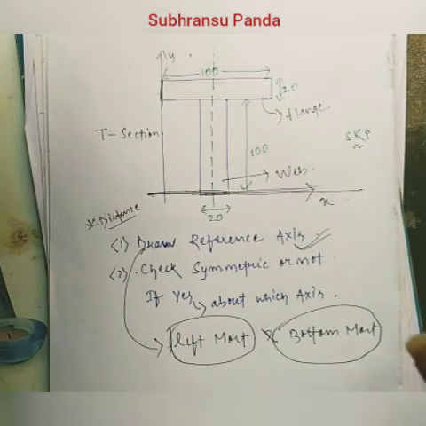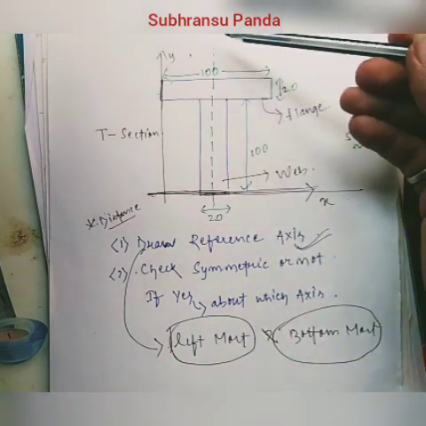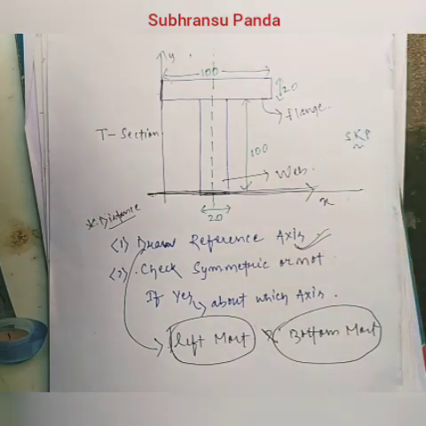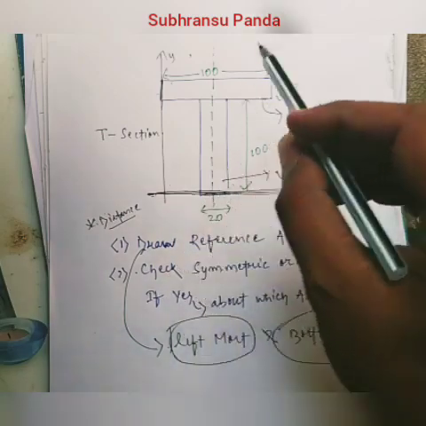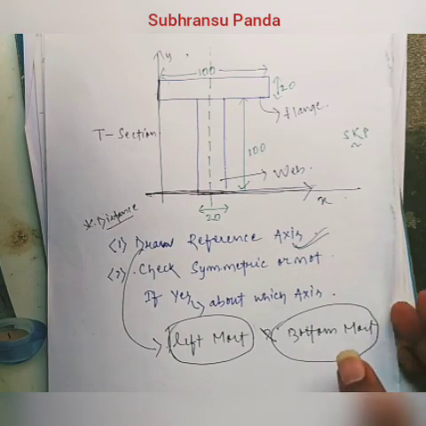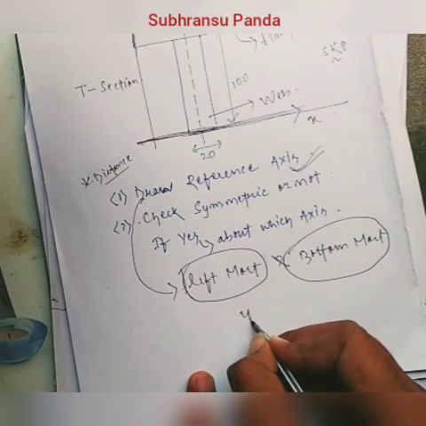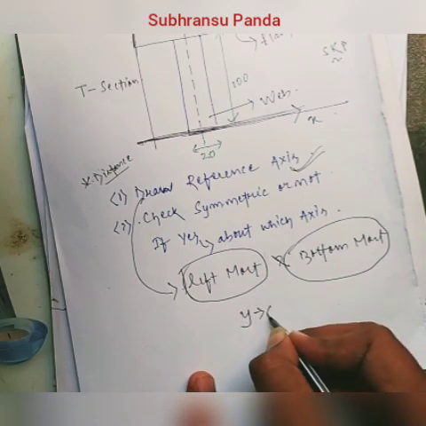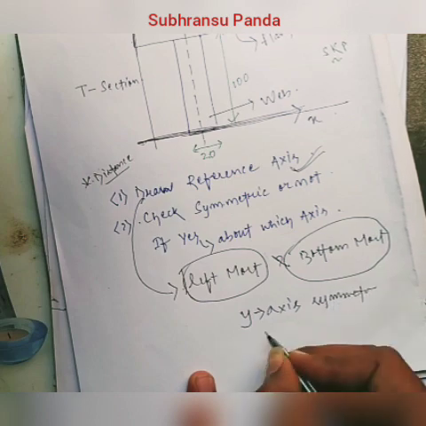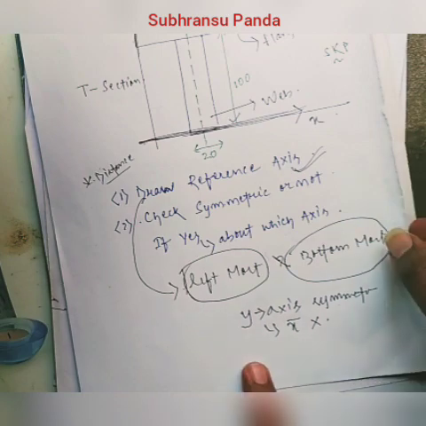So next, go to the question. What is given? It is given that there is a vertical line. So the section is symmetric about which axis? As the line is parallel to the y-axis, the section is symmetric about the y-axis. So if the section is symmetric about the y-axis, what don't we have to calculate? We don't have to calculate x bar, but x bar will be there. Where is it?